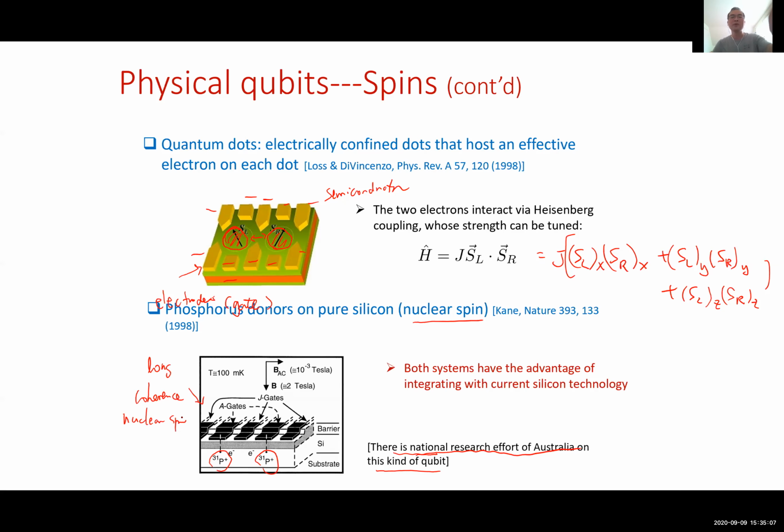Okay, but I would say the advantage of using quantum dots or donors on silicon is that they can integrate very well with current silicon technology. So once we can prepare good quality quantum dot spins, then we can integrate with technology and we can produce large scale processes maybe. But at this point, it's not yet there.